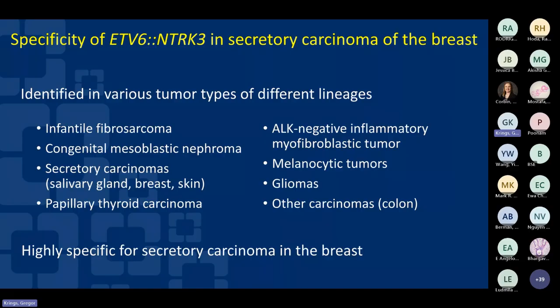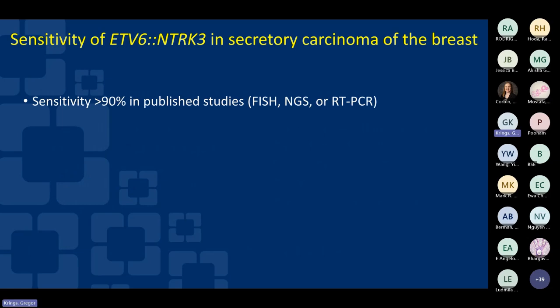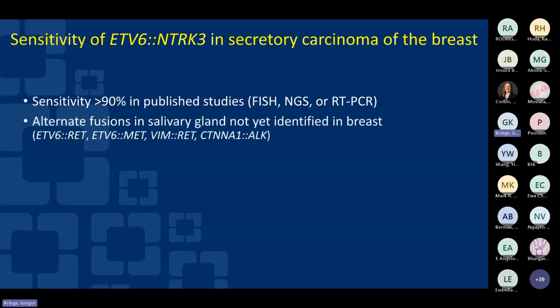But in the breast, these fusions do appear to be highly specific for secretory carcinoma. And in fact, they're also highly sensitive for secretory carcinoma. In those published studies in which molecular analysis was done, so far over 90% of these tumors have either ETV6 rearrangement by FISH or have been shown to have the fusion directly.